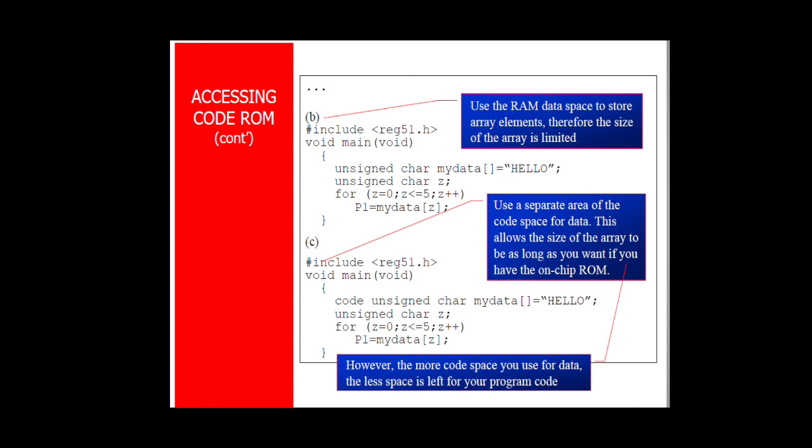And in the third one, we use a separate area of code space for data. You can observe the difference between the second and third examples: in the second example my data is from the RAM data space, and in the third example it is from the code space. So this allows the size of the array to be as long as you want if you have on-chip ROM. However, the more code space you use for data, the less space is left for your program code.